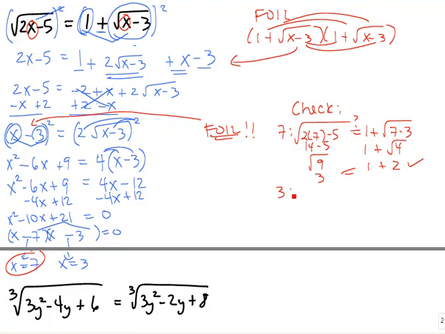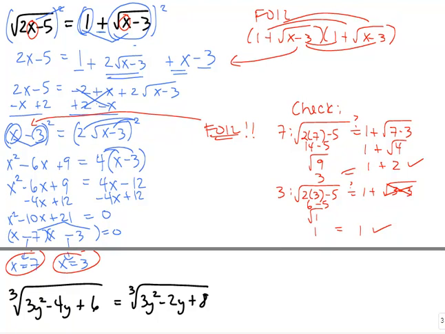If we try the other solution, 3, then we're going to need square root of 2 times 3 minus 5, and we're trying to see if that equals 1 plus square root of 3 minus 3. So 2 times 3 is 6, 6 minus 5 is 1, square root of 1 stays 1. So the left side is 1. On the right side, 3 minus 3 is 0, so this goes away, and so we get 1 equals 1, which is true, so both solutions work.